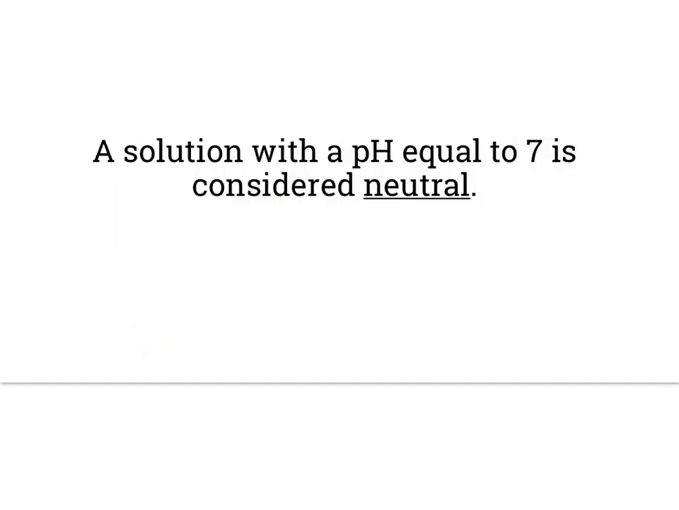A solution with a pH equal to 7 is considered neutral. 7's neutral. Again, in real life, our brain is fine with calling something not acidic if it's somewhere around 7. In chemistry, though, we're going with just 7. Just like with last video, we only are neutral if the hydrogen equals the hydroxide concentration. Not if they're just close, they gotta equal.